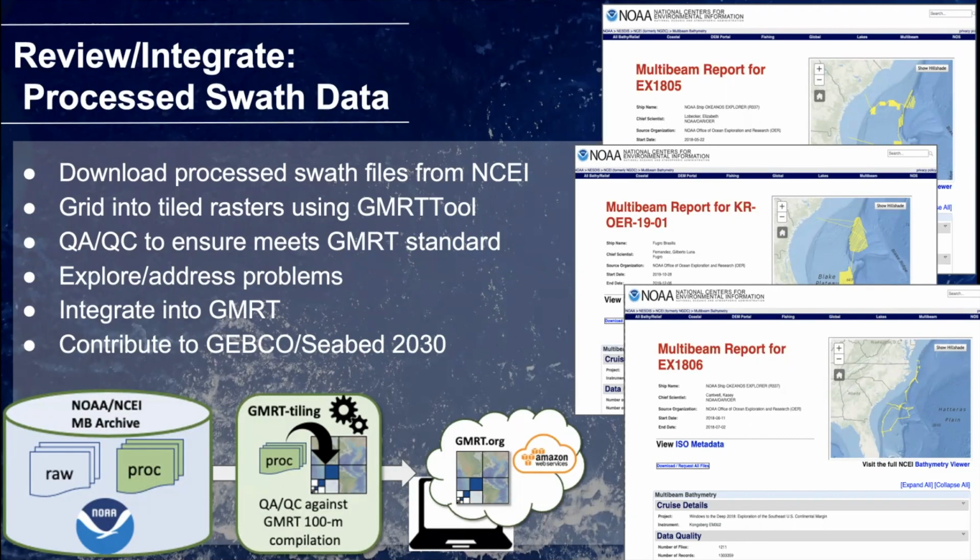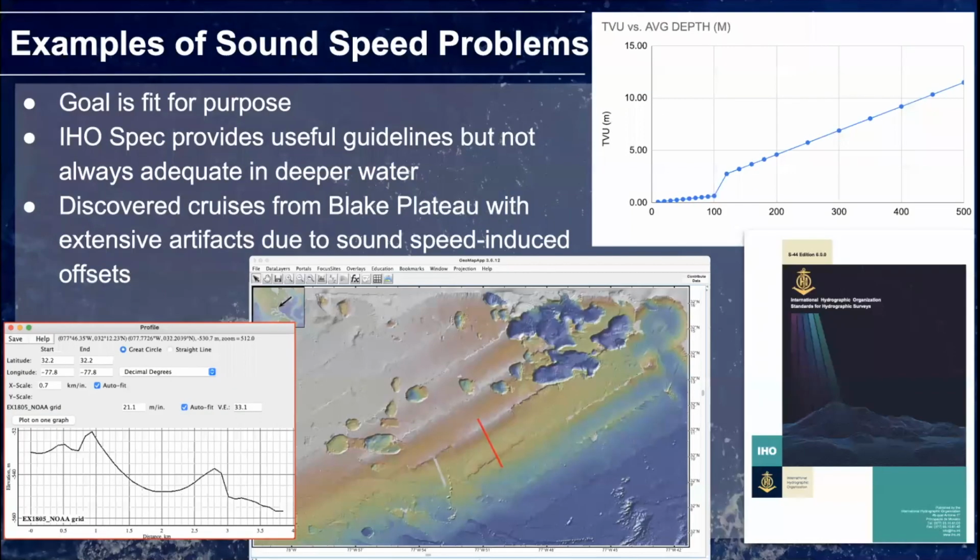The GMRT tools allow us to review any publicly available processed swath files, which can be transformed into tiled rasters, compared with underlying GMRT content, and then hopefully rapidly integrated, much like the data from the EV Nautilus. In some cases, however, we find that processed swath files need additional cleaning or corrections before they can be integrated. Usually, processed swath files that we download are reasonably well edited, but often the sound speed corrections are necessary.